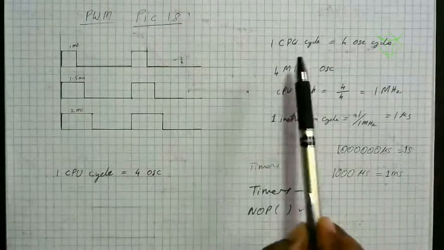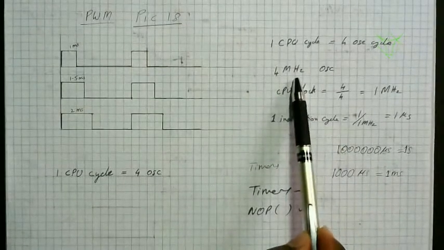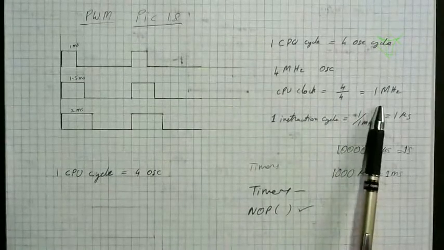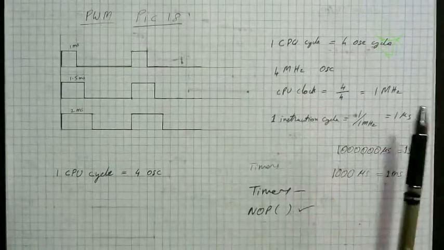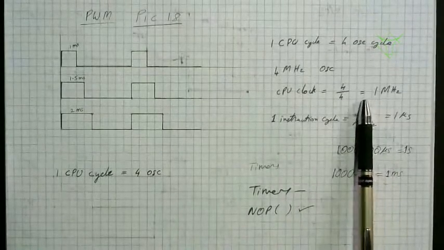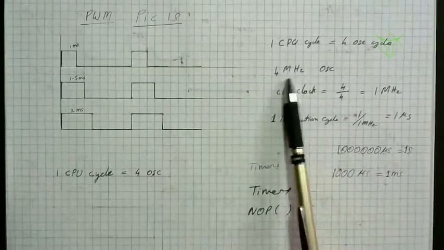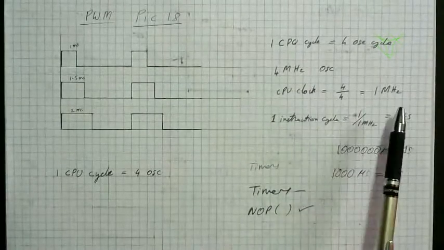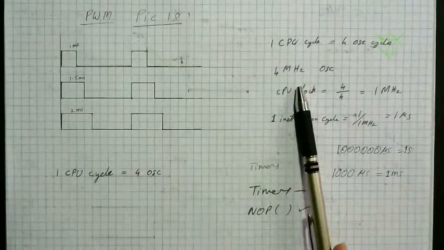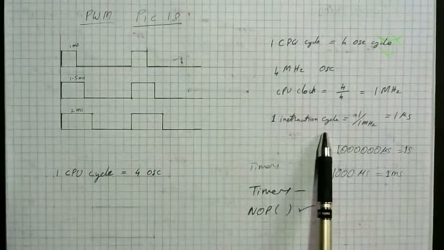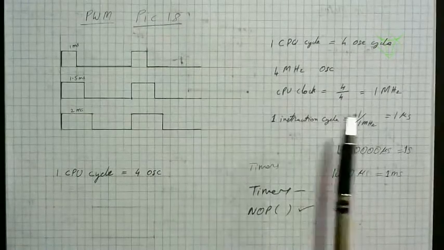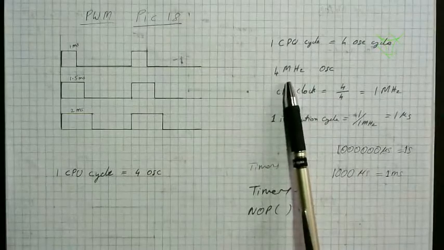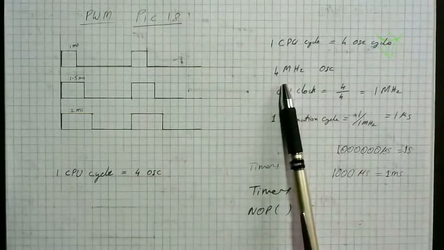If you are using 8 megahertz here, then the CPU clock is 2 megahertz. If you are using 16, it is 4 megahertz. So you have to divide the oscillator clock by 4 to get the CPU clock. In my previous video I explained to use 4 megahertz so that the calculation becomes simple.